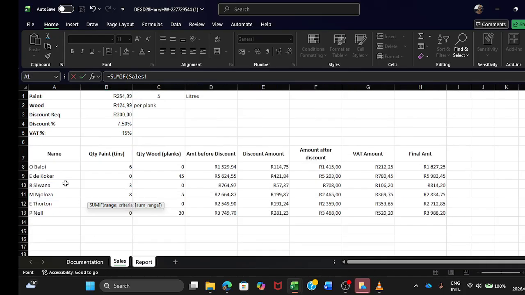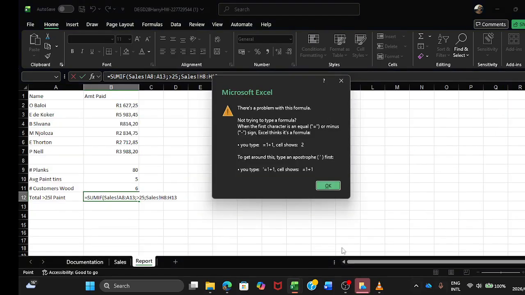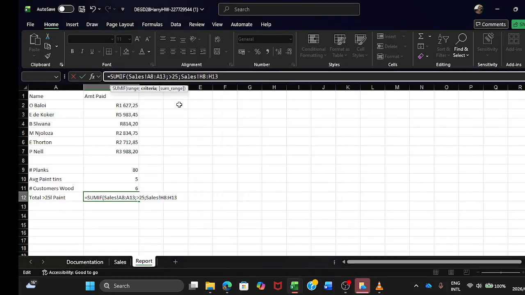So SUMIF, this customer, it is more than 25 liters, right? So meaning that we're going to have to say 25, then this, and then the total. Okay, mistake. I have to put the quotation mark. Going to have to put the quotation mark.